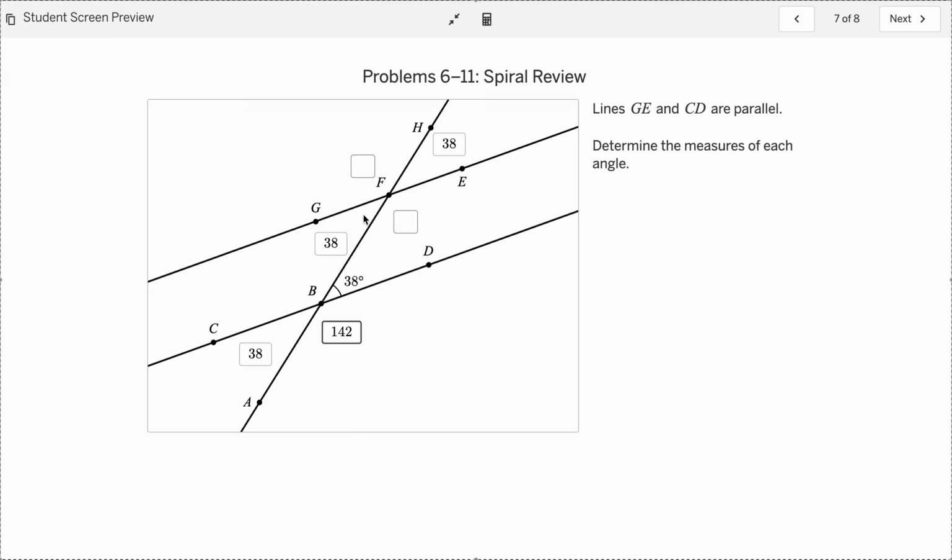And then I know, just like I did before, if I translated this up because of these parallel lines, I know that this angle right here is going to be the same, which means this is a vertical angle and it's going to be 142 degrees as well.